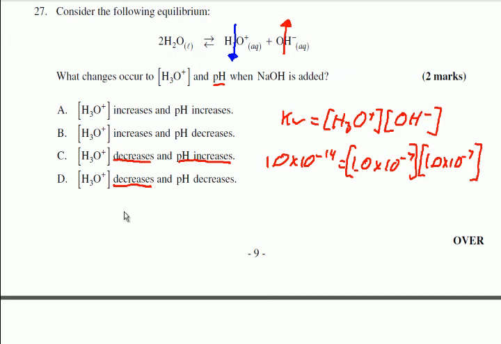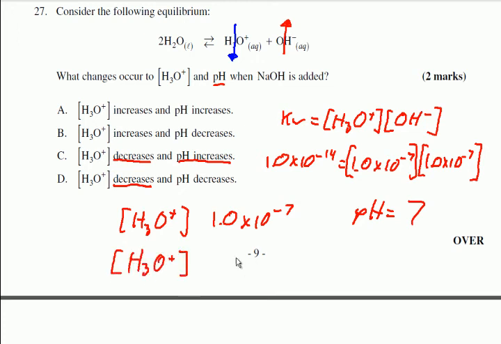For example, say we had a concentration of H3O plus equal to 1.0 times 10 to the minus 7. The pH of this is going to equal 7. Now we take a smaller number, something like 1.0 times 10 to the minus 9. This is 100 times smaller than the first number, and if we calculate the pH of this one, the pH would equal 9. So as the H3O plus decreases, the pH increases. That's going to be our correct answer right there.